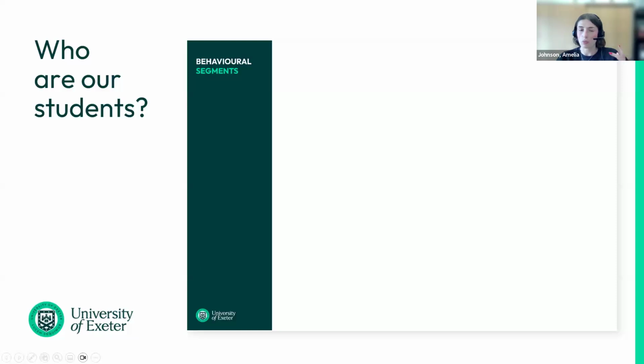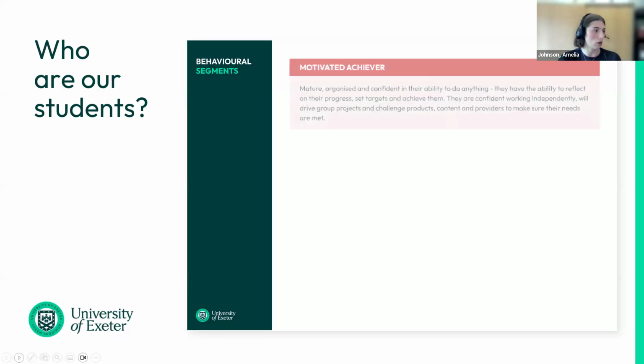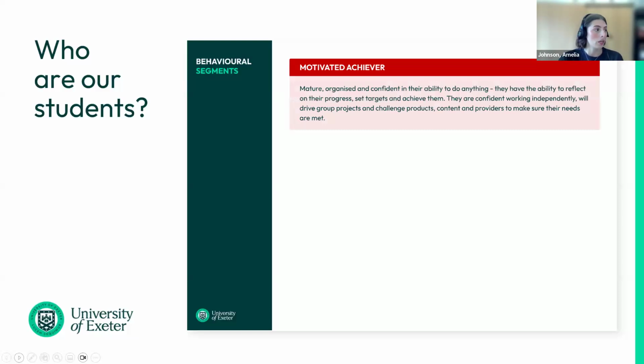So the first challenge was knowing who our students are. Over the last 4 years, and all the research that we've done, it's become clear that there are 3 main behavioural segments or behavioural groupings of our students at Exeter. So we know that different students need different things, but we believe that they sit in our 3 categories. So we have our motivated achiever. These are students that are mature, organised and confident in their ability to do anything. They are really confident working independently. They tend to drive group projects and they'll challenge any products, content, or the things that we provide them to make sure that their needs are met.